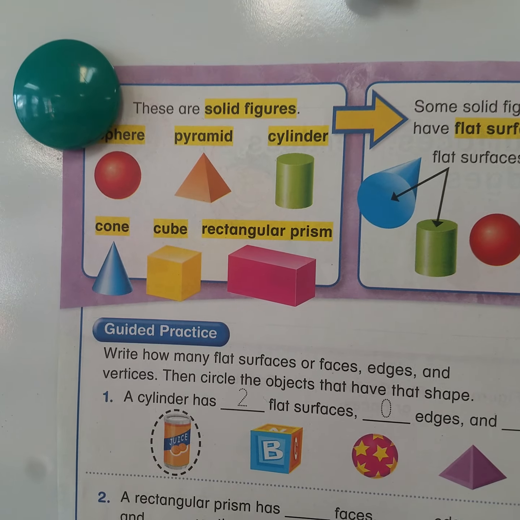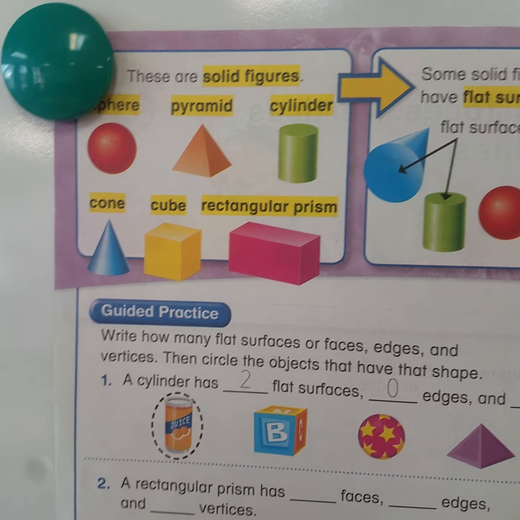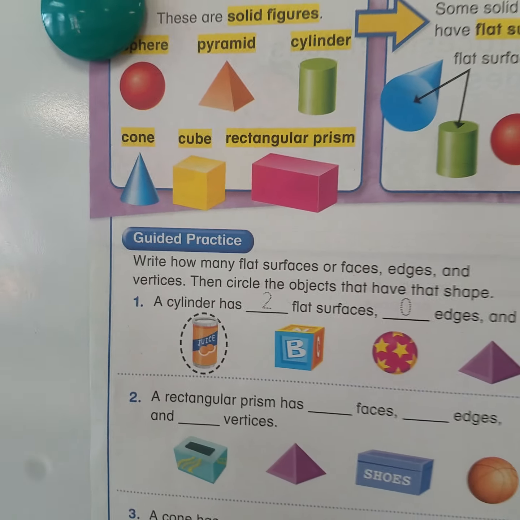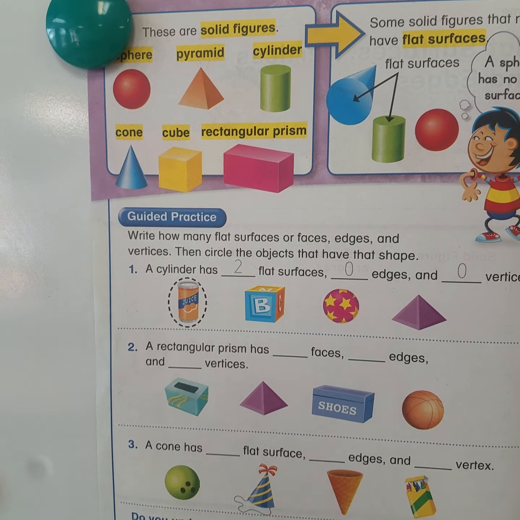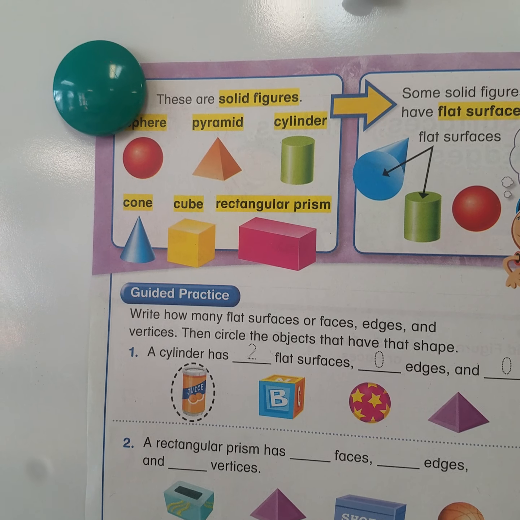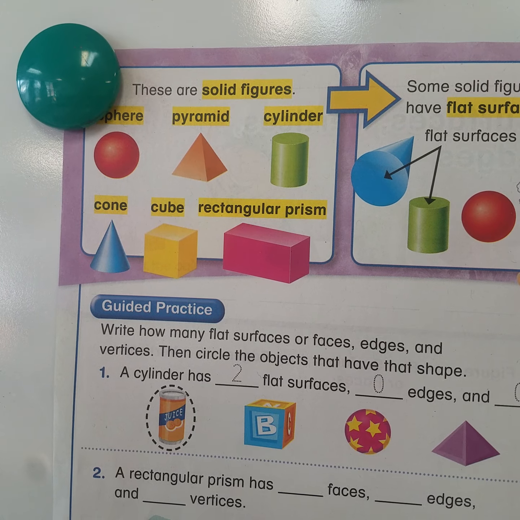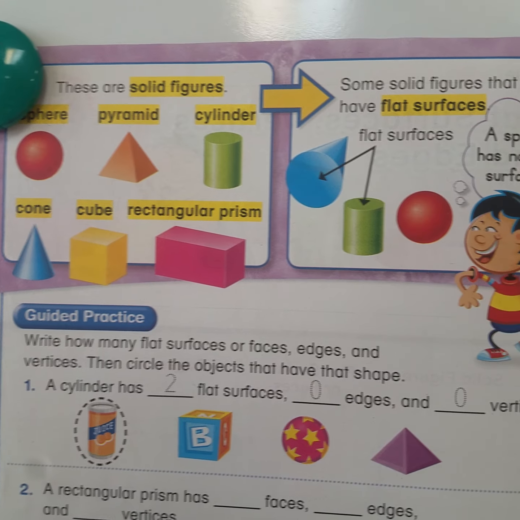Now, these are called solid figures, and that's because they are three-dimensional, which means they're not just flat, like this board is flat. It's got sides, it's got a bottom, it's got a top. If you think of a Kleenex box, that's a three-dimensional or a solid figure. So we've got a sphere, like a ball, pyramid, cylinder. We know what these things are.